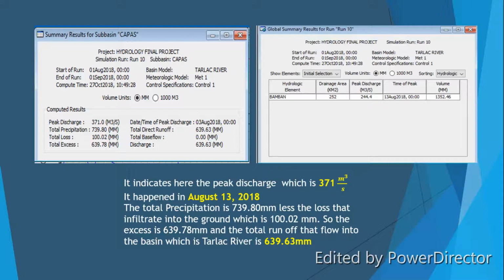It indicates here the peak discharge, which is 371 cubic meters per second.